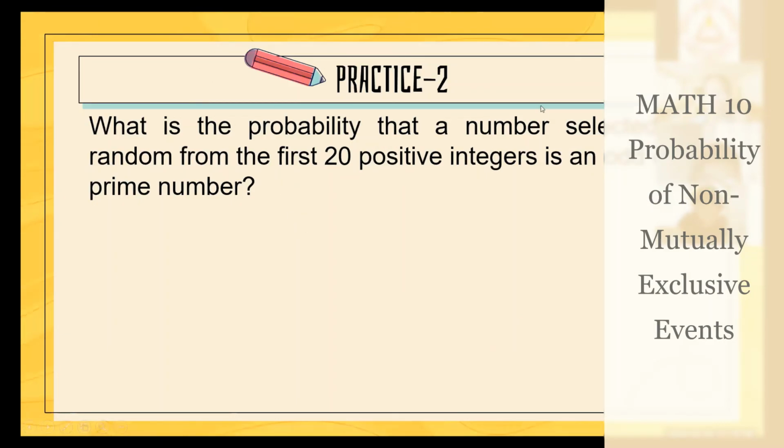Okay? So I'll send naman the PowerPoint, this PowerPoint. Okay, solve this. What is the probability that a number selected at random from first 20 positive integers is an odd or a prime number?